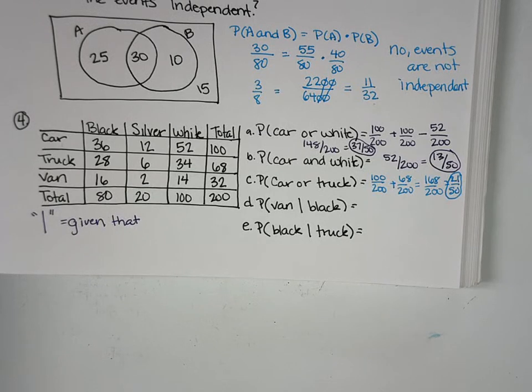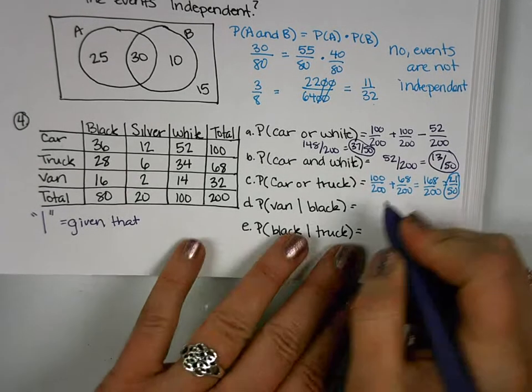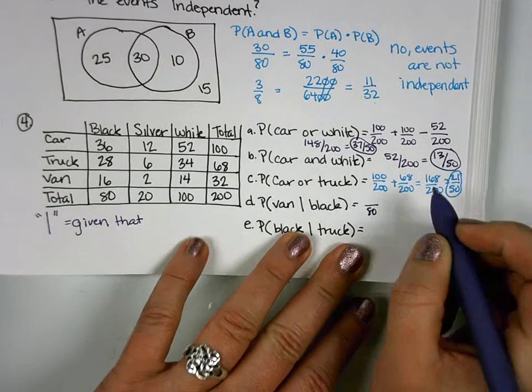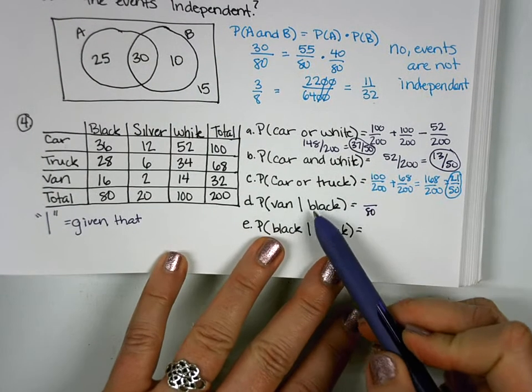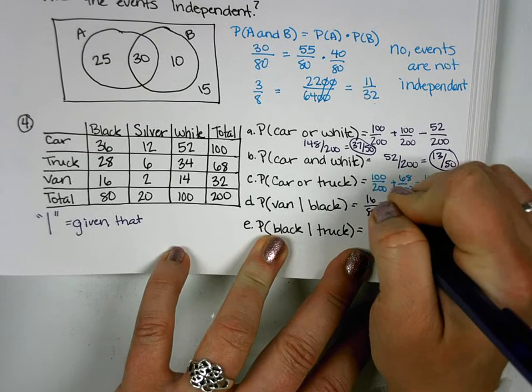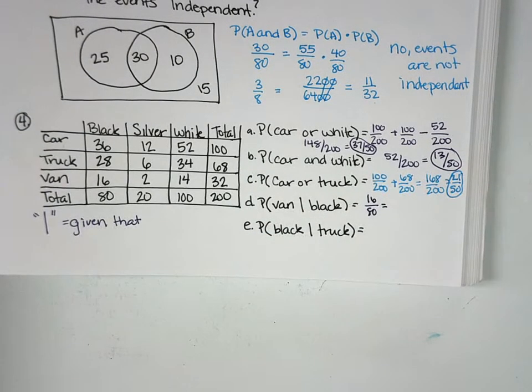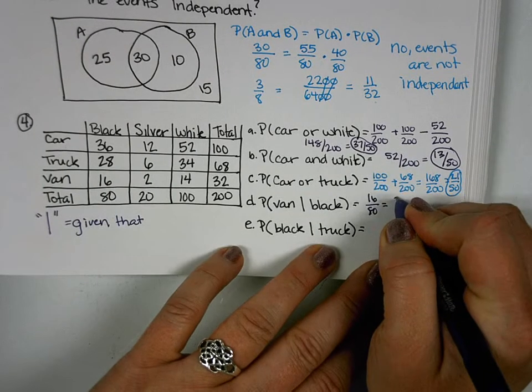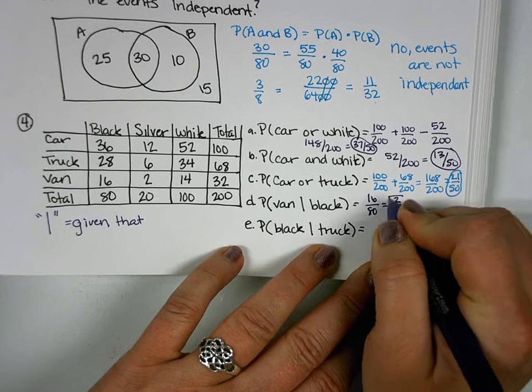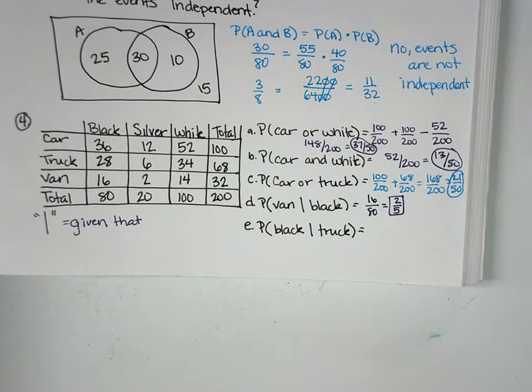What did that filter, black vehicles, narrow down my search to be? 80. Okay, we're out of 80 now instead of 200. And how many of those 80 were vans? 16. So when we reduce that, we get 2/5. So whenever you see that line in between two things, it means you're not using your total, you've got a filtered down total.